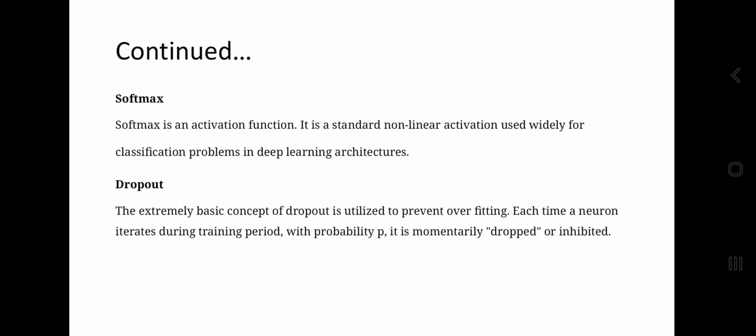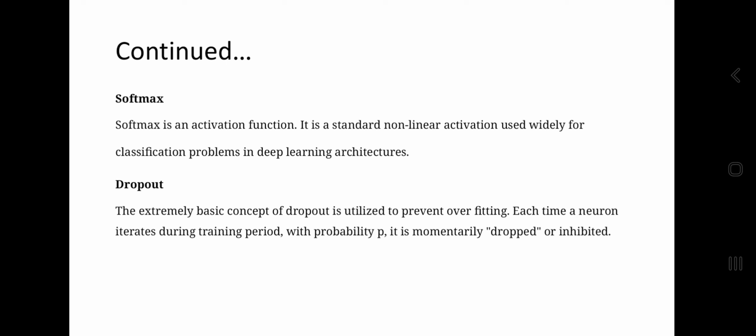Softmax. Softmax is an activation function. It is a standard nonlinear activation used widely for classification problems in deep learning architectures. The output produced by the completely connected layers, after dropout, is subjected to the softmax activation function. These layers allow us to categorize the images.